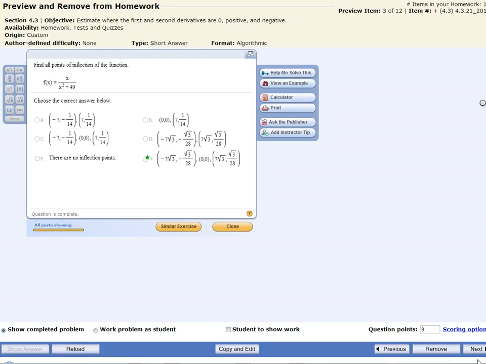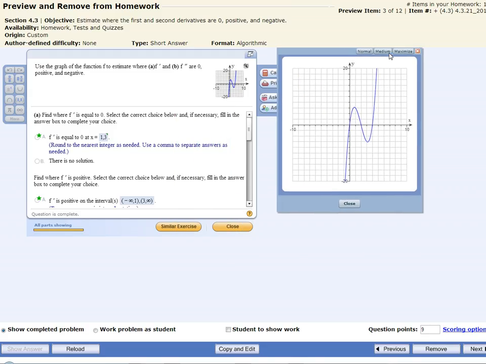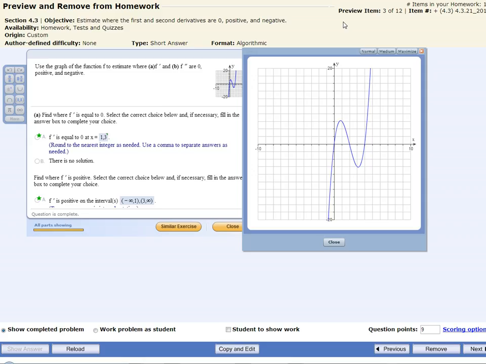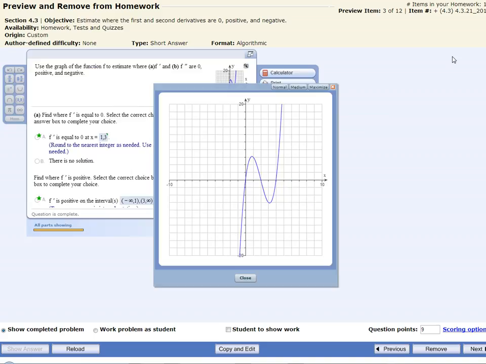Let's take a quick look at this one. Okay, they're asking us here to use the graph of the function f. So this is the function, not the derivative that's graphed, to estimate where f prime and f double prime are 0, positive and negative. It's just been a couple days since we've done this. Let's take a quick look at one of these.